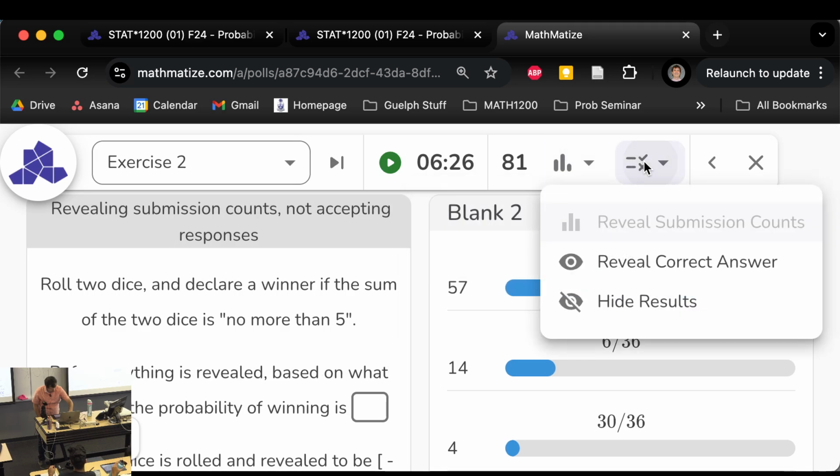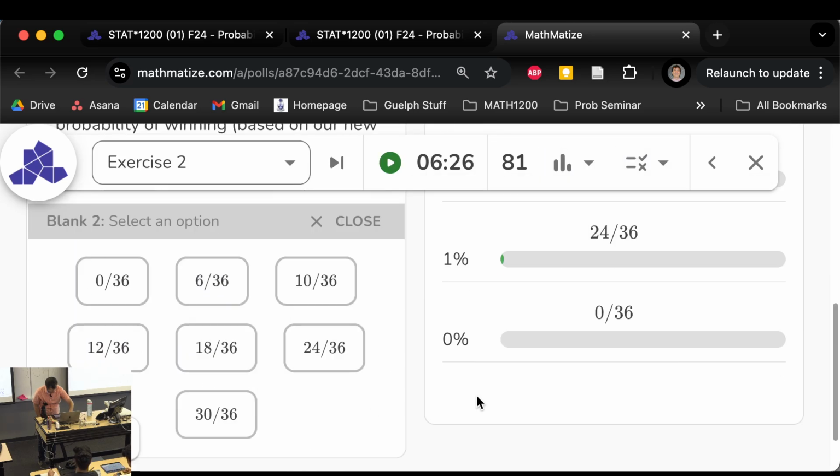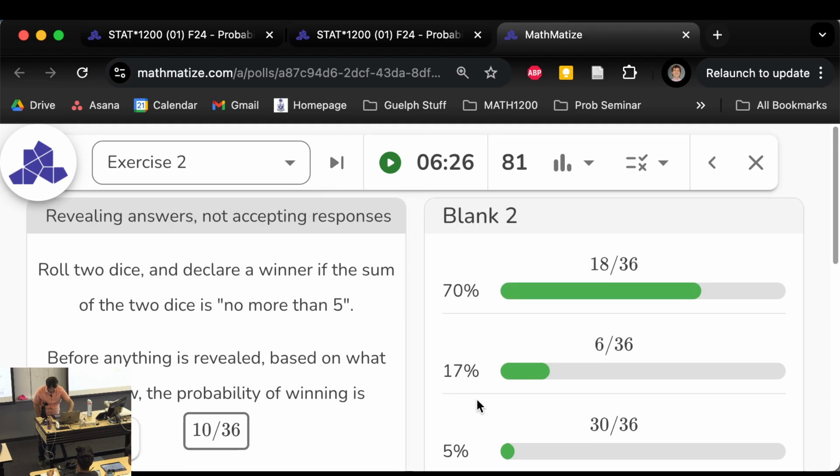And let's see, how many people got it right? I think most people got it right, which is really good. Okay. So not as decisive as before.